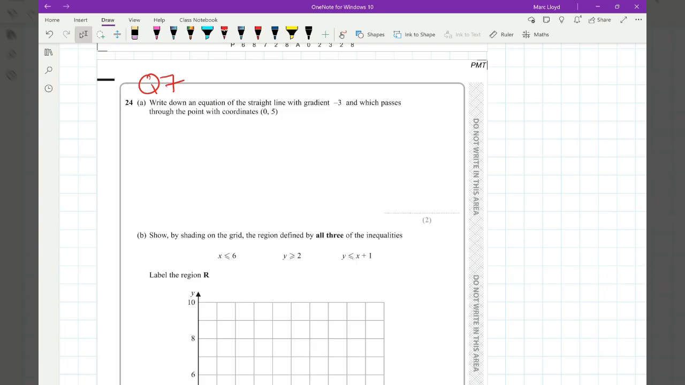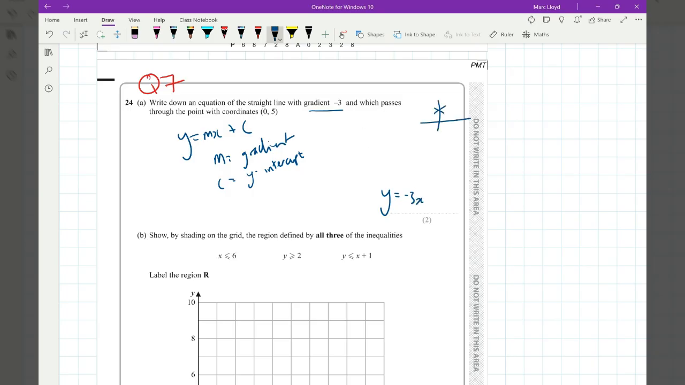Question 7. Okay, so y equals mx plus c. M is the gradient, and c is the y-intercept. Therefore, y equals negative 3x, and it passes through 0, 5, which is the y-intercept, so plus 5.